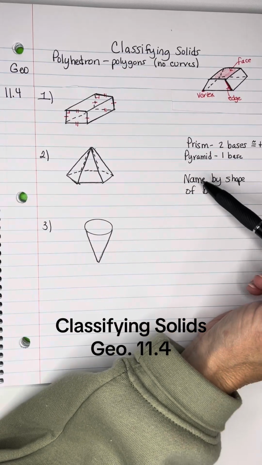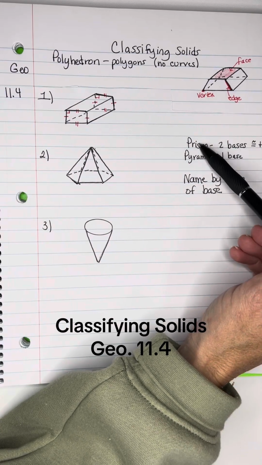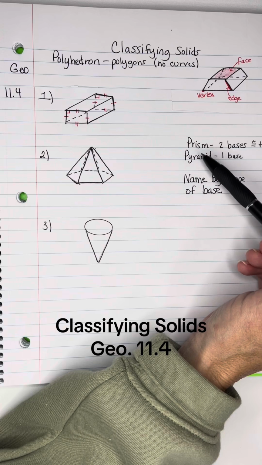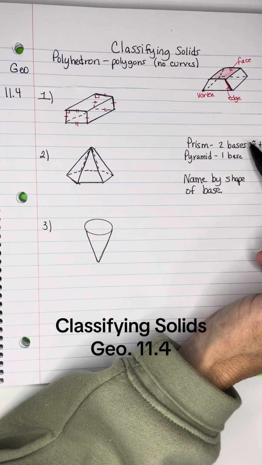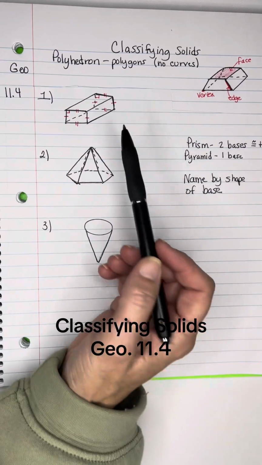And you name them by the shape of their base. Now, if you end up with two bases, you're going to call it a prism. But if there's one base, it will be a pyramid. The two bases will be congruent and in parallel planes. All right, so let's talk about naming them.